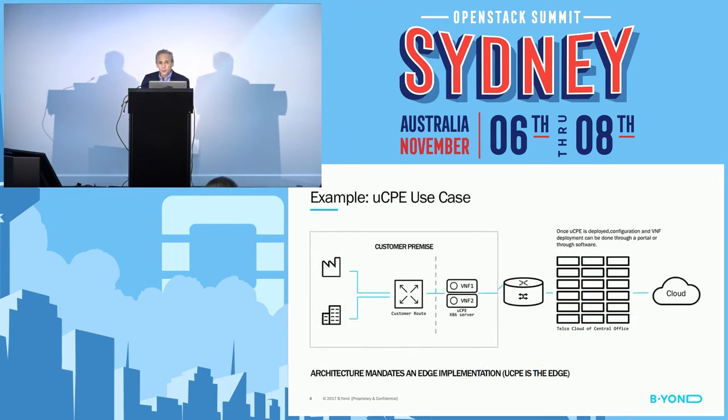The first use case I've chosen is a wireline use case. That's an exciting use case. It's something that's being done now. It's the Universal Customer Premise Equipment use case, the UCPE.